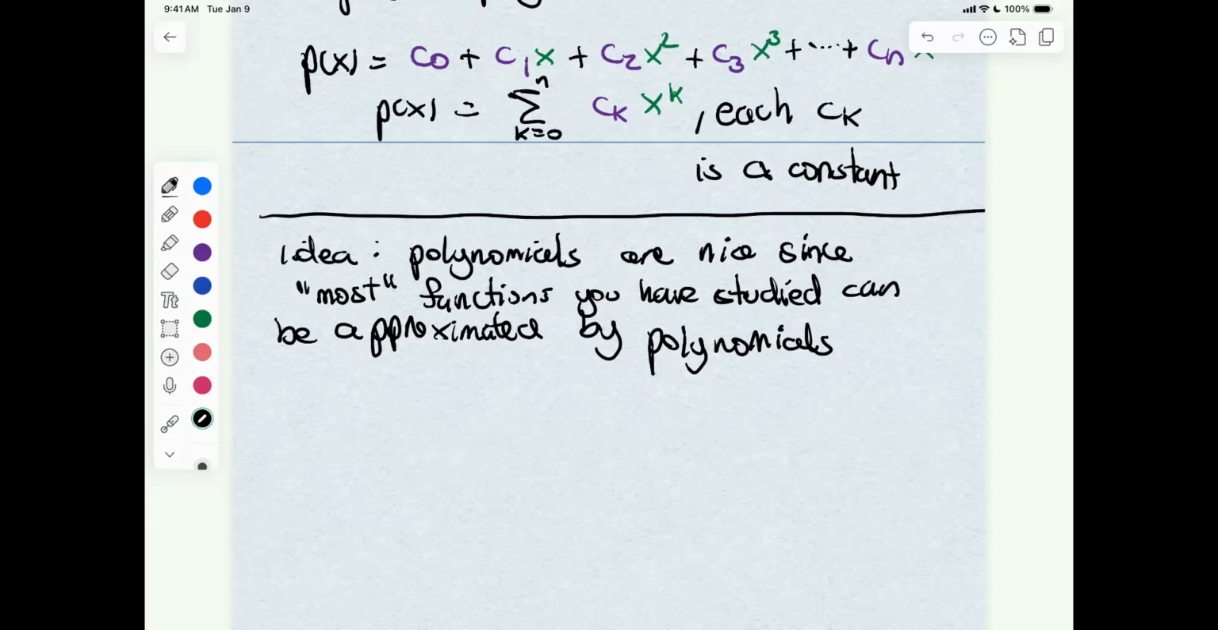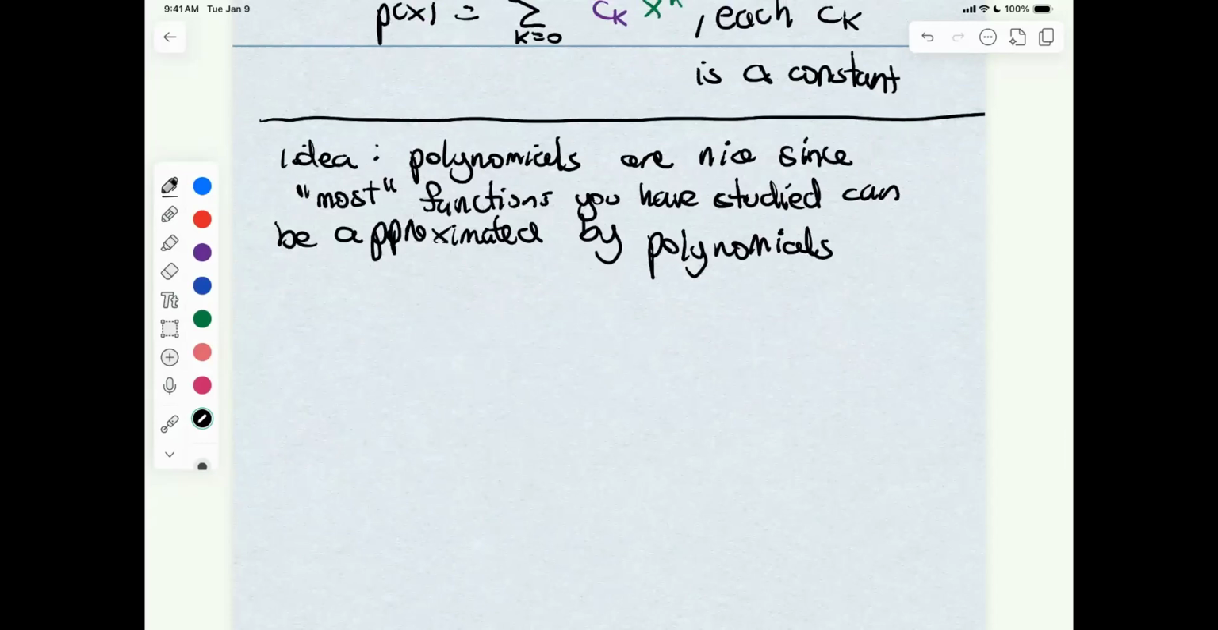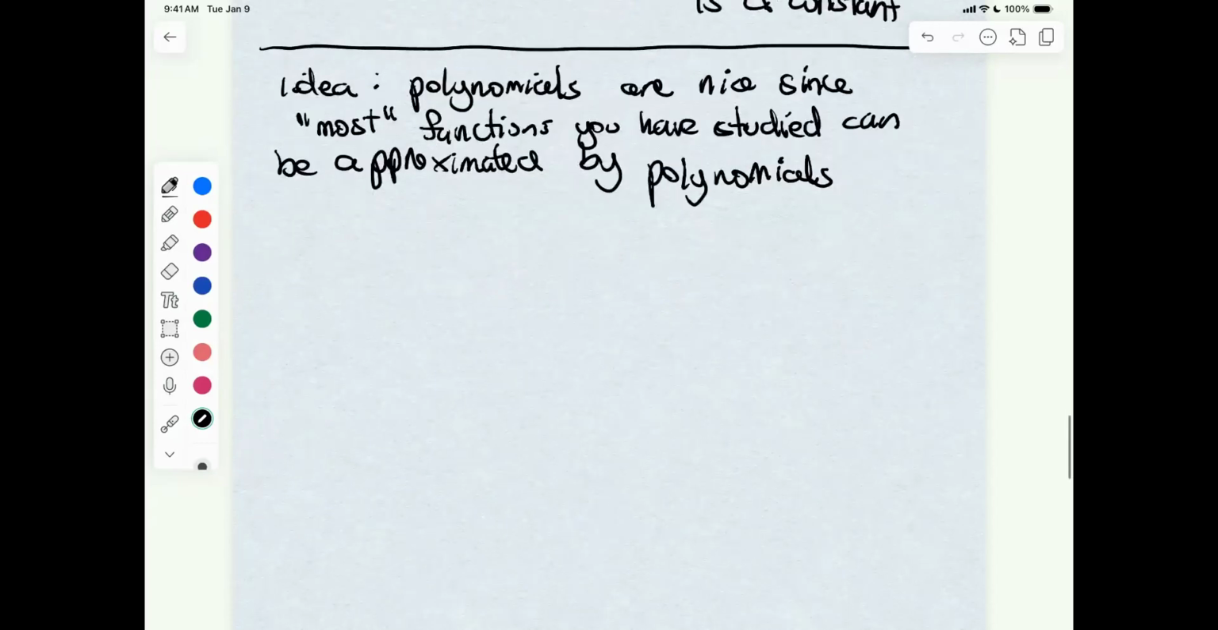So the first approximation of this sort that you have seen before, in Calc 1, is the tangent line. So what is a tangent line? Let's start with that.